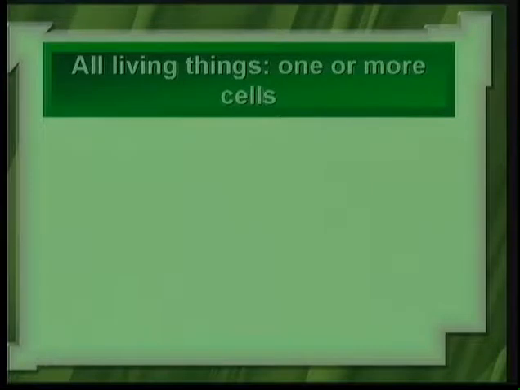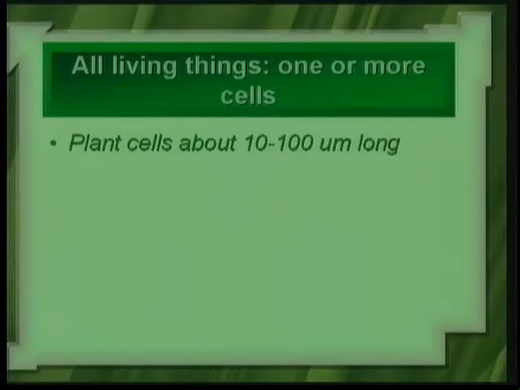So one of the things we have to establish, do you recall when we were talking about the different kinds of life and the different components and properties of living things? Well, one of the things we talked about was that generally all living things are cellular. They're all made up of either one or more cells. So let's see, plant cells are pretty small too. They're about maybe between 10 and 100 micrometers long.